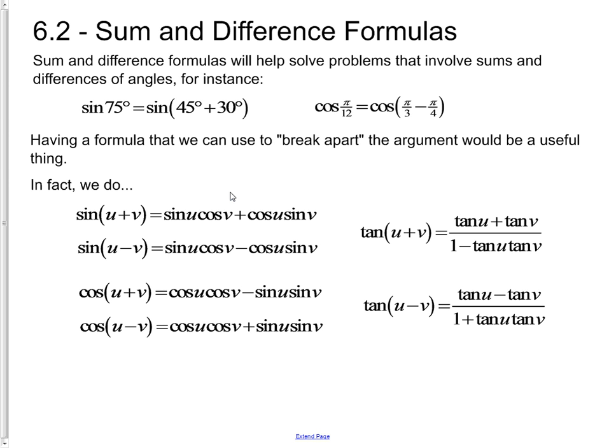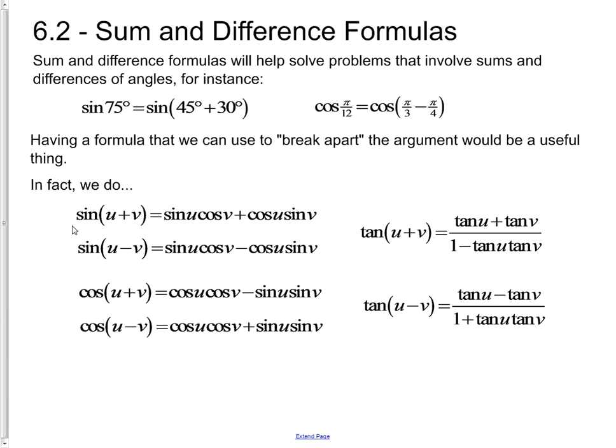So it would be useful to have something that would allow us to evaluate something like sine of 75 degrees or the cosine of pi over 12, where we can have a formula that will break apart the original formula. In fact, that is the purpose of the sum and difference formulas. And there's 6 of them, as you can see right here.